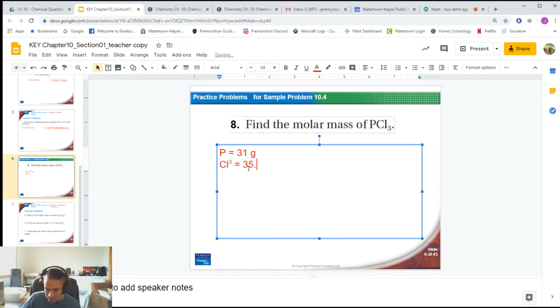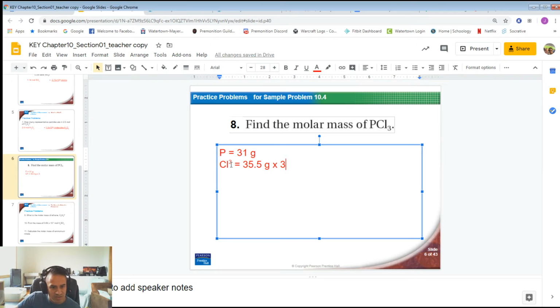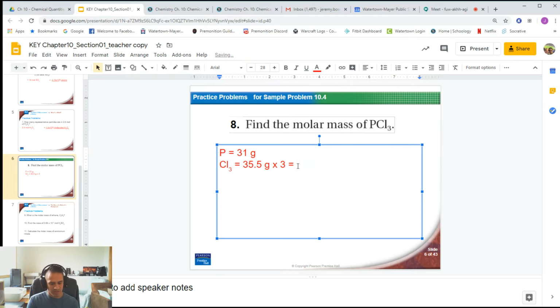Okay, so let's say that chlorine is 35.5 grams, but we need to times that by 3 because there are 3 of them in this. And I don't know why I put that 3 up there. That 3 should not be up there. It should be down below. There we go. Okay, so we're going to times that by 3. Let me do this in a calculator real quick because I don't know what this is off the top of my head. 35.5 times 3 is 106.5 grams.